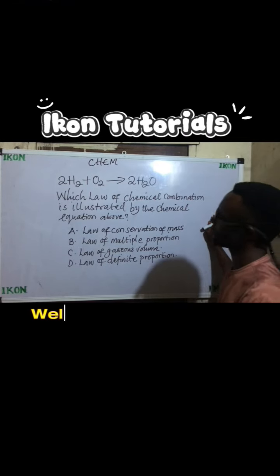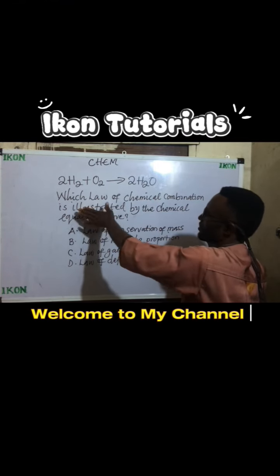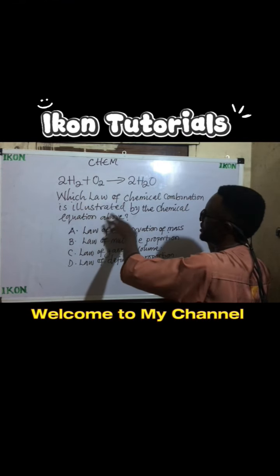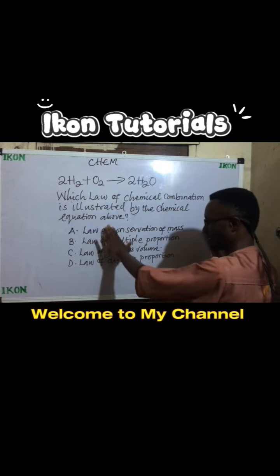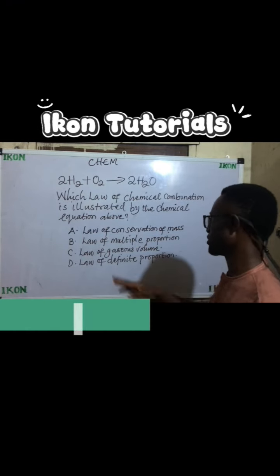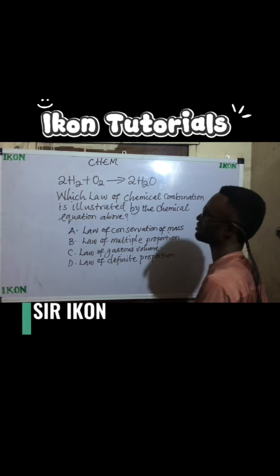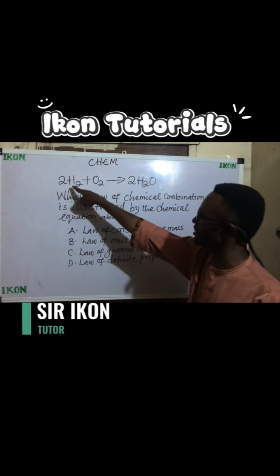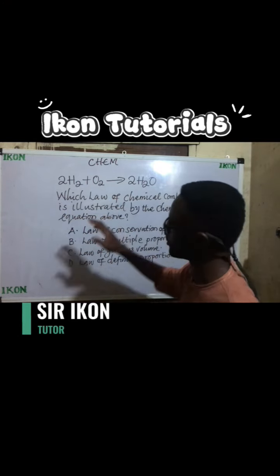So let's consider this question. Look at this chemical equation here. Which of the chemical combination is illustrated by the chemical equation above? Look at the chemical combination. We have the law of conservation of mass, law of multiple proportion, law of gaseous volume, and law of definite proportion. So before we answer this question, let's check if this chemical equation is balanced.